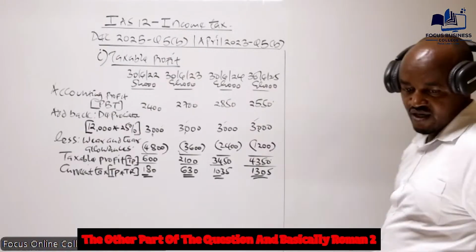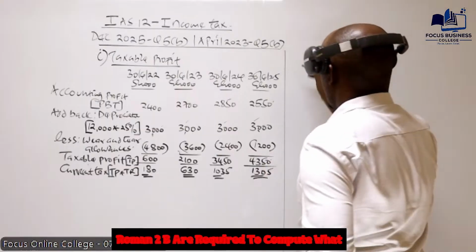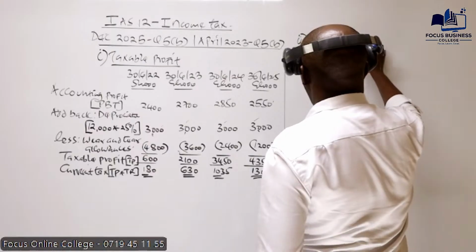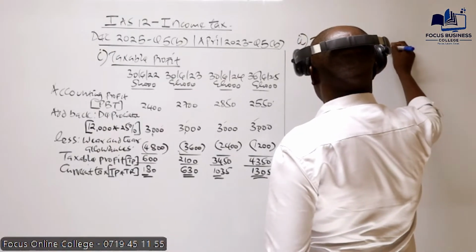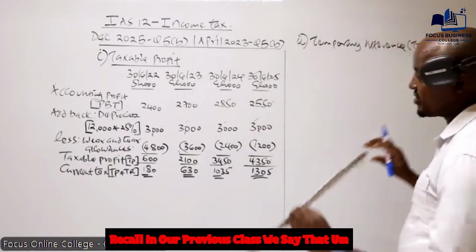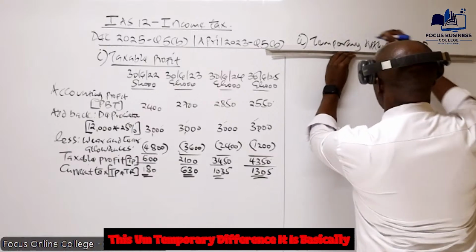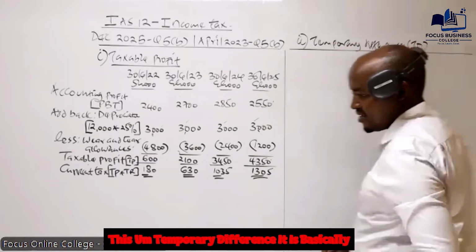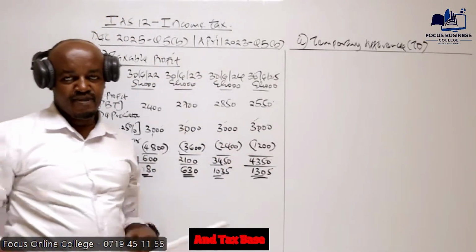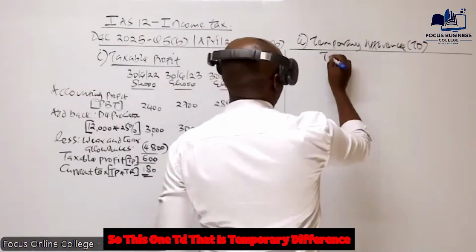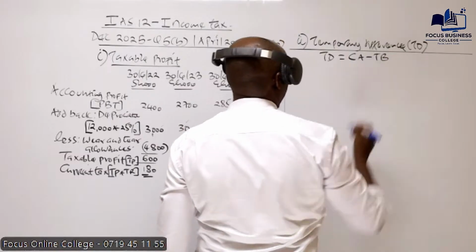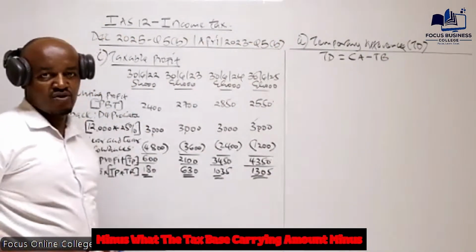The other part of the question, Roman 2. We are required to compute the temporary difference, that is TD. Recall, in our previous class, we said that the temporary difference is basically the difference between the carrying amount and the tax base. So TD, the temporary difference, is equal to carrying amount minus tax base.